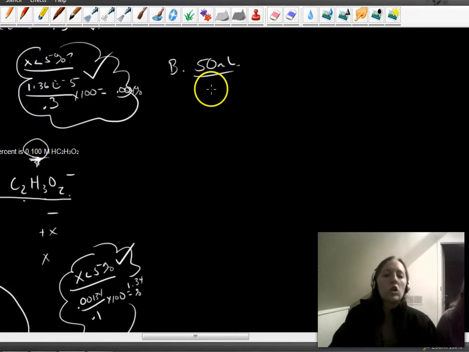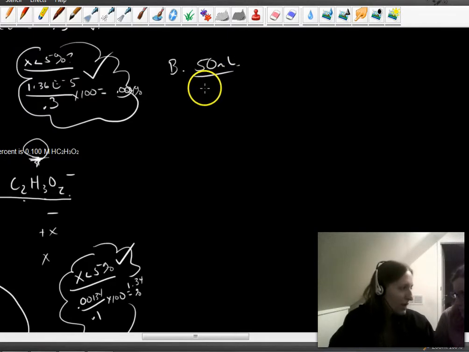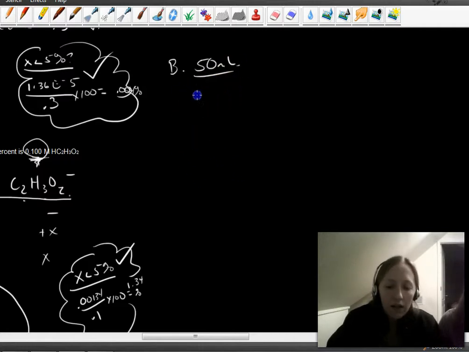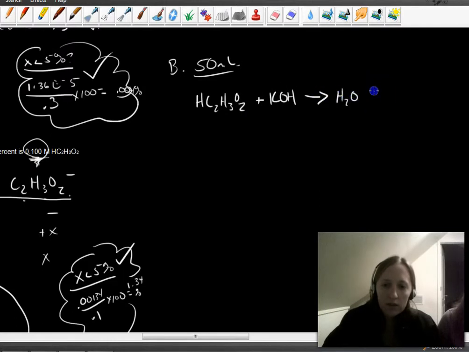Alright, 50 mils. What we're doing is dropping base into acid. They're going to neutralize. There's going to be a reaction, and then there will be equilibrium. First, you have to do the math for the reaction. That's going to be the acetic acid and the potassium hydroxide, and that gives you water and salt. And the salt in this case is potassium acetate.